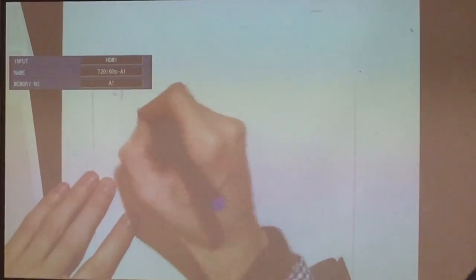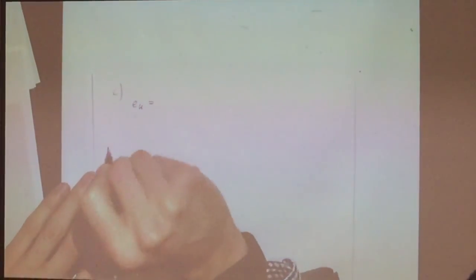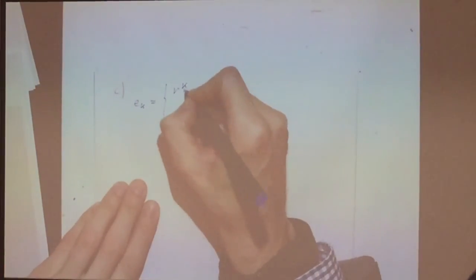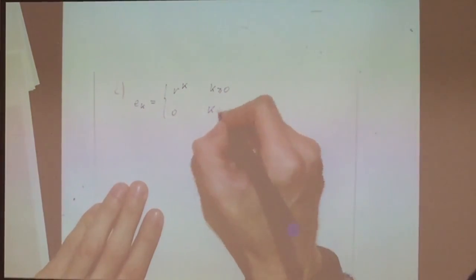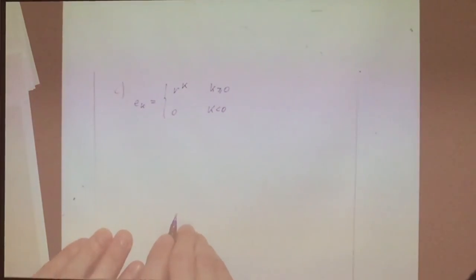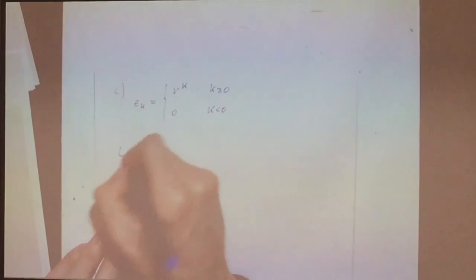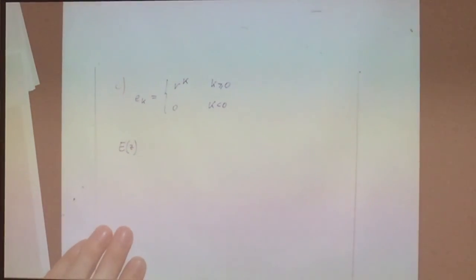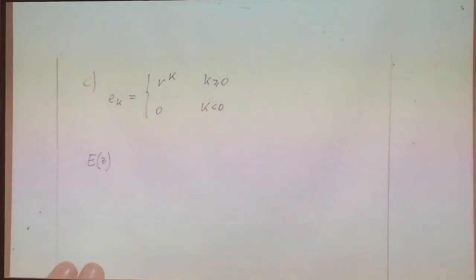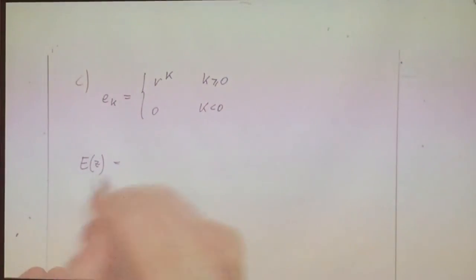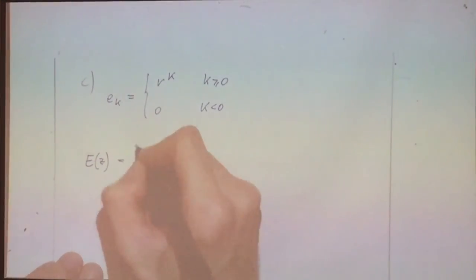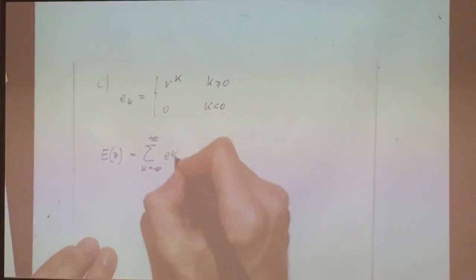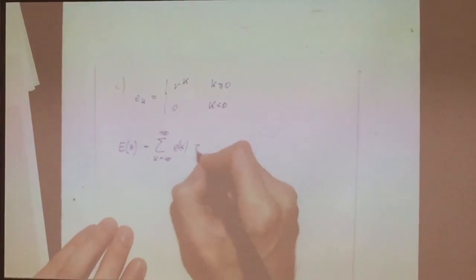So the first thing is to write the signal. ek can be equal to two things, either r to the power of k if k is greater than or equal to 0, or 0 for k less than 0. Then you need to find the z transform. And here I apply exactly the definition of a z transform, that is the summation for k equal to minus infinity to plus infinity of ek z to the power of minus k.